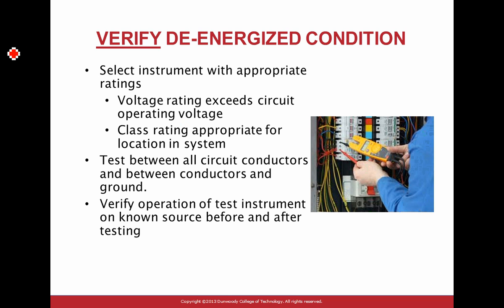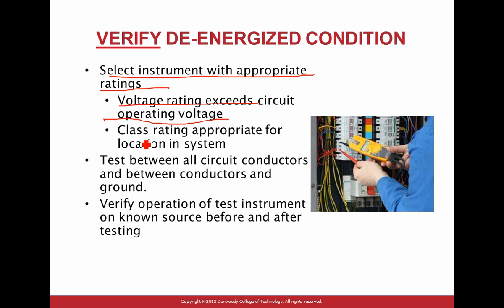Okay, verify the energization. So now we talked about this one, guys. Shut it down. Select the instrument with the proper rating. That's the single most important thing, and do not use anything less than 3 or 4 in your case. Category 3, category 4. So that's the rating. Voltage rating exceeds circuit operating voltage. You would hope so. So you don't use a meter that says highest voltage 240 on a 480 system. Most of these are 600 volt rated pieces of equipment that will cover from 600 volt down to 0, basically.